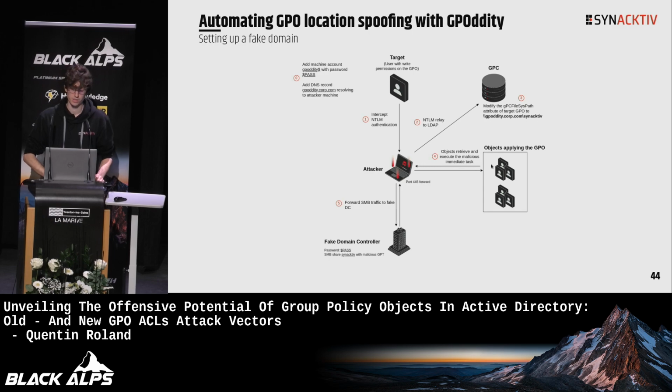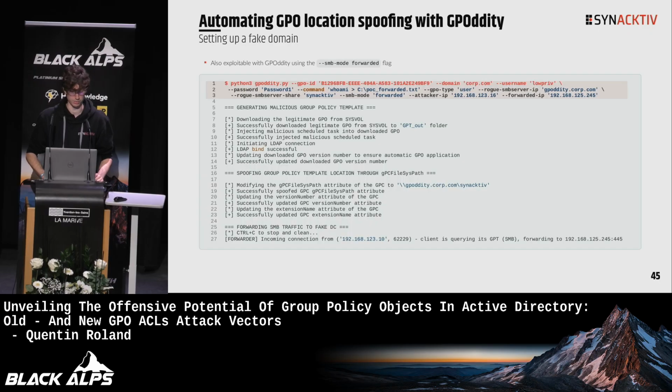And then the clients will actually attempt to reach gpodt.corp.com, and we'll forward all traffic received on SMB to our fake DC. It will authenticate the client, and it will fetch the files, and the malicious task will be executed.